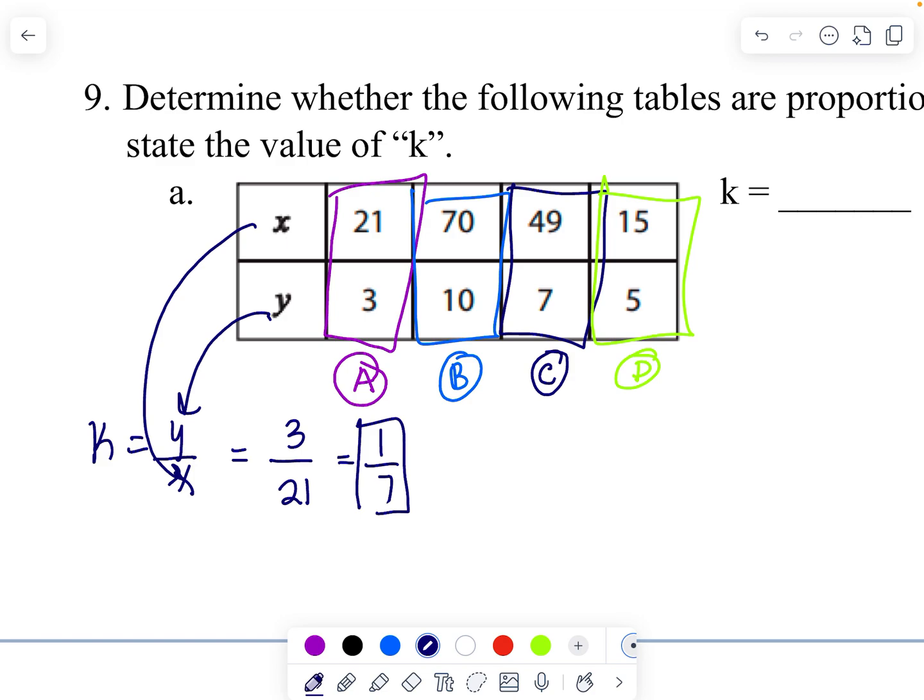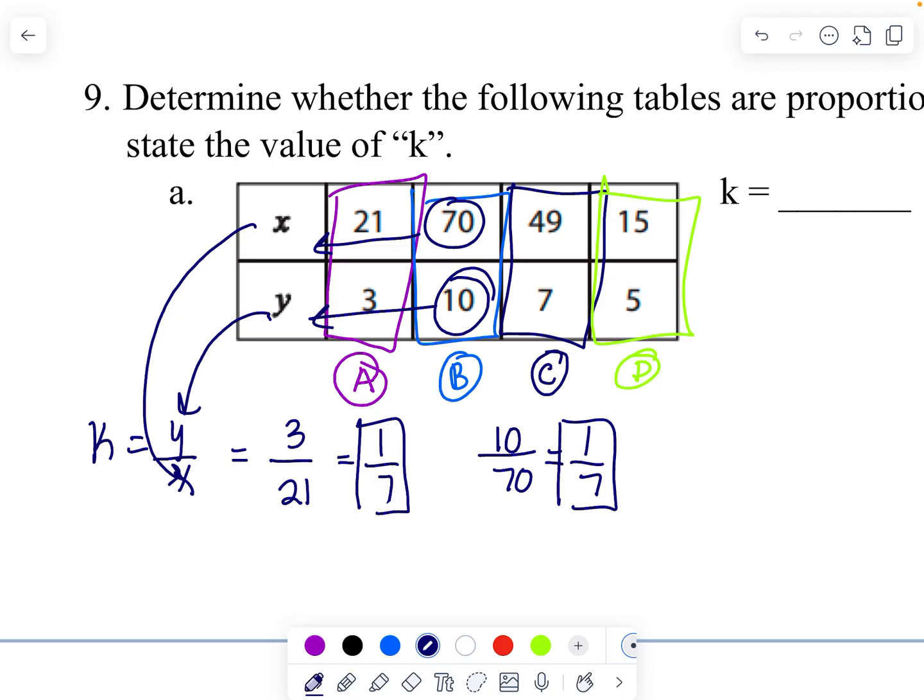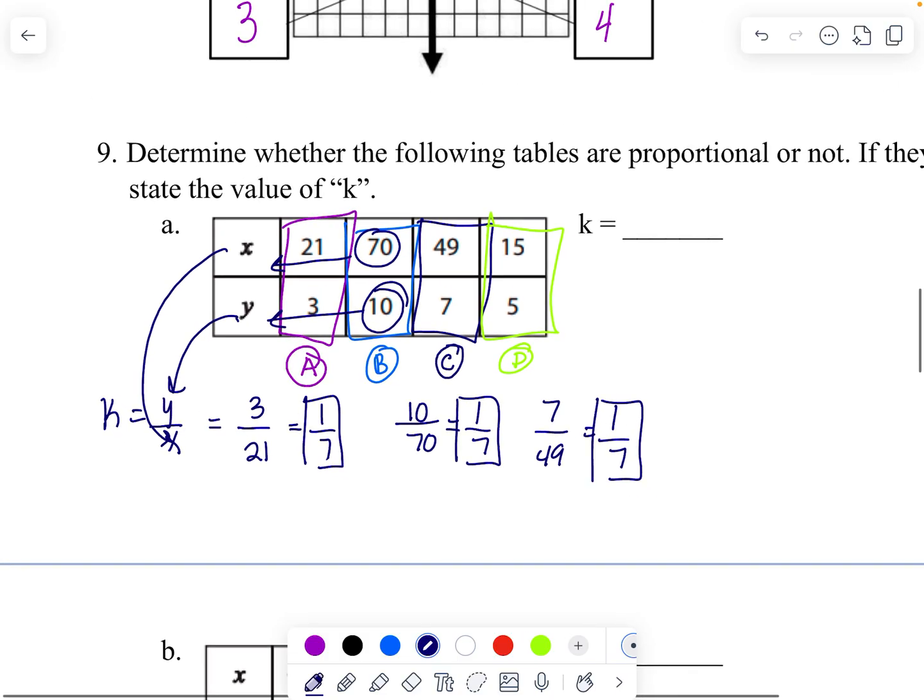So if we move on to point B, B has a y of 10. It's right here, 10 is my y. 70 is the x. And if you simplify this again, click simp in your calculator. Once again, you're going to get 1 over 7. Moving on to the next one. If we put y on top for C, that's 7. And x is 49. Again, 1 over 7. Okay, and then the last one has a 5 on top and a 15 on the bottom. Now, if you simplify this one, you're going to get 1 over 3.